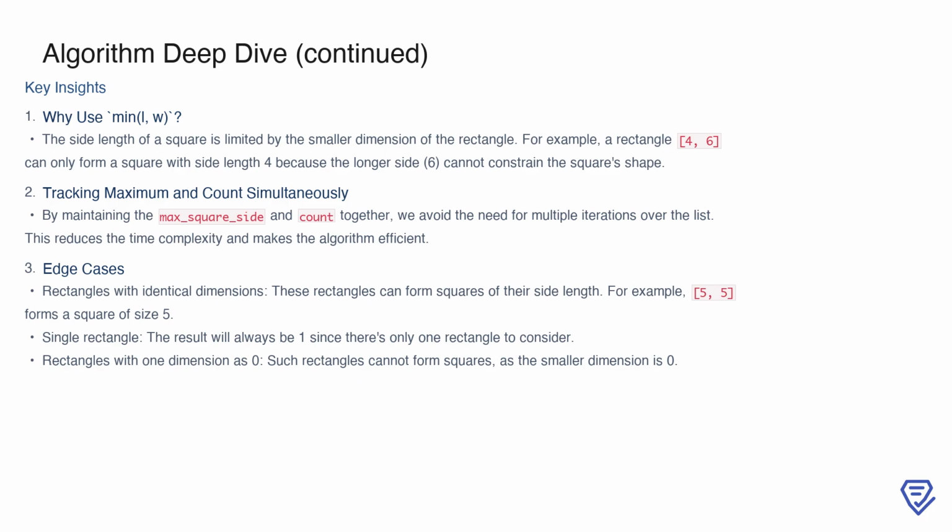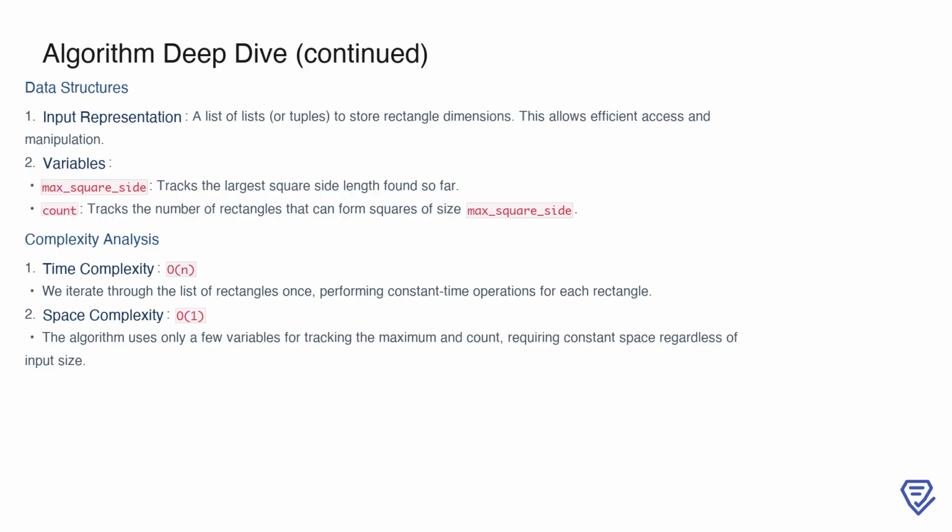Additionally, there are some edge cases to consider. Rectangles with identical dimensions, like [5, 5], can form squares of that exact side length. If there is only one rectangle, the result will always be 1, as there's only one square to consider. Lastly, rectangles with a dimension of 0 cannot form squares, as the square side would also be 0, which is invalid.